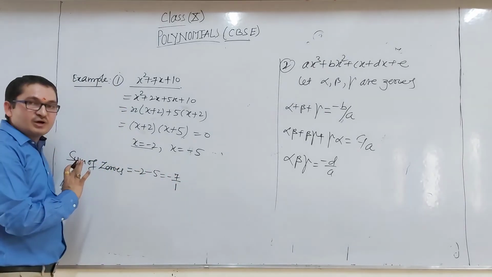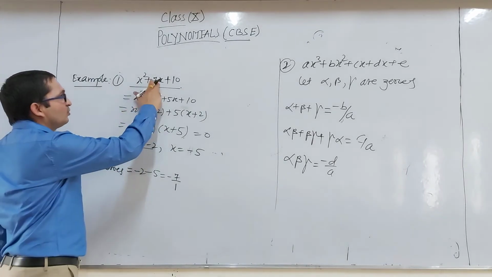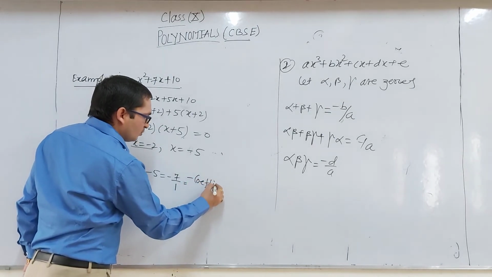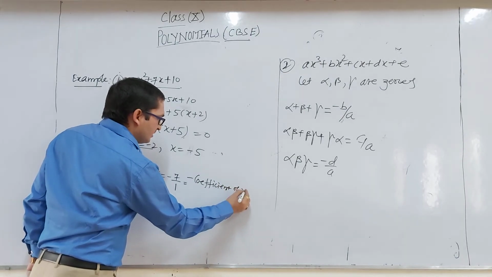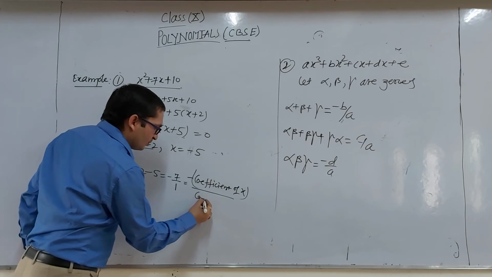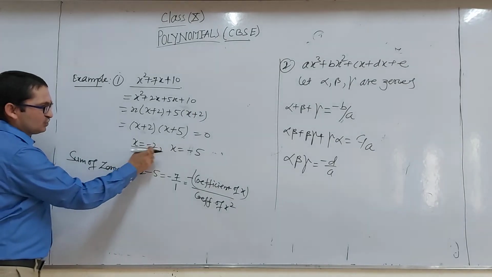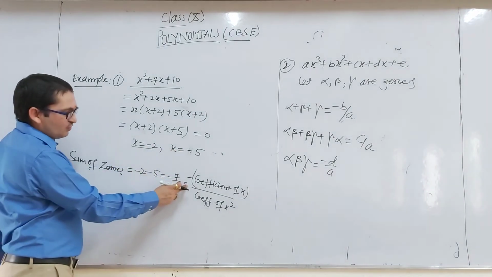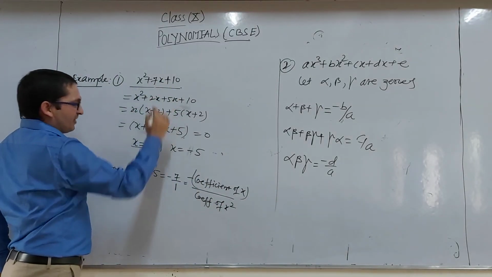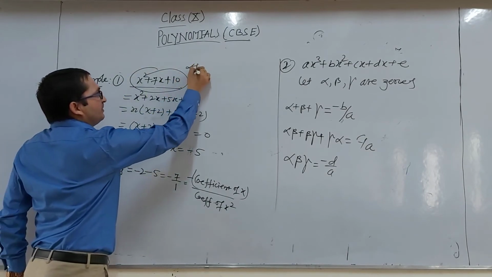Now sum of zeros is what? Alpha plus beta. That is what? Minus b upon a. Minus b means what? Coefficient of x. So minus coefficient of x, that is the b, upon coefficient of x square. So look here, sum of zeros, minus 2, minus 5, you are getting minus 7, and that is equal to minus the coefficient of x. What is the coefficient of x? 7.